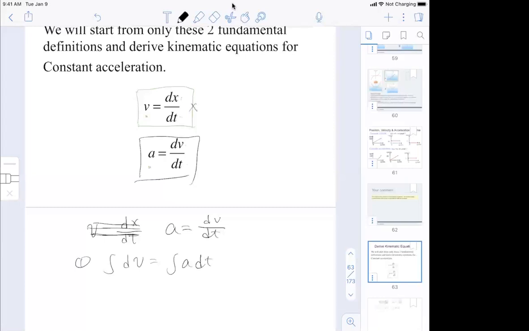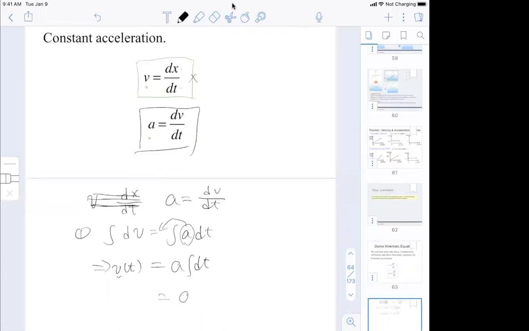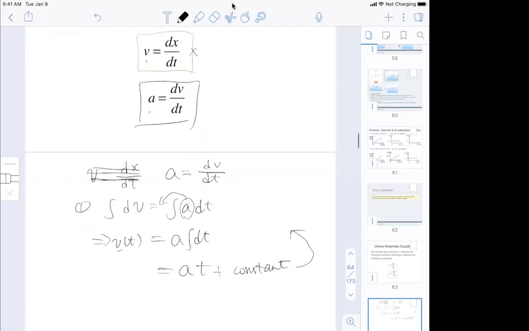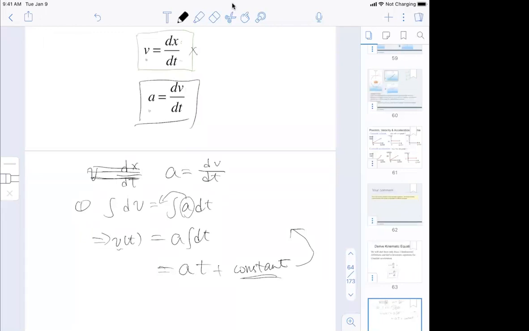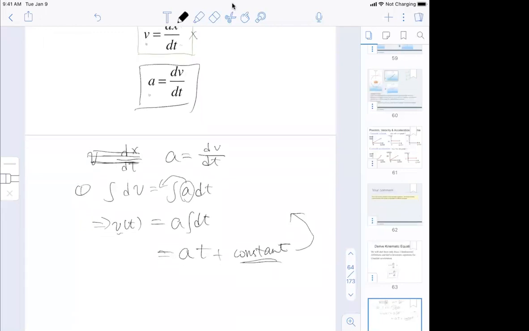I will integrate both sides of the equation. So I'm getting velocity as a function of time, and I'm dealing with a constant acceleration. If this is constant, I can take it out of the integral. So this is a very simple integration. You have a times time, and there's probably some constant, because going from here to here, you take the derivative with respect to time, and the constant always drops, right? So when you do the integration, you always have a constant. To define this constant, we just need to figure out what the initial condition is.